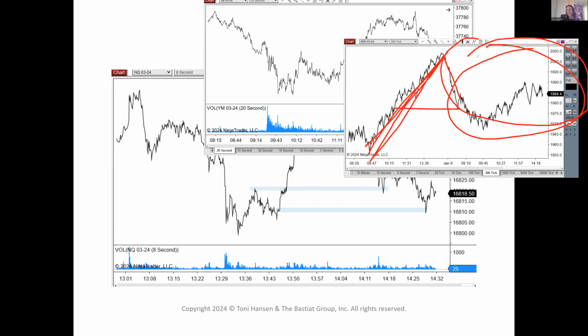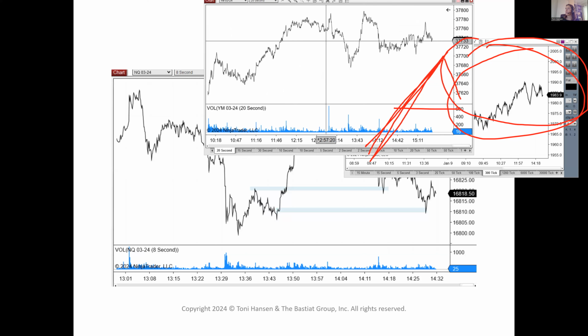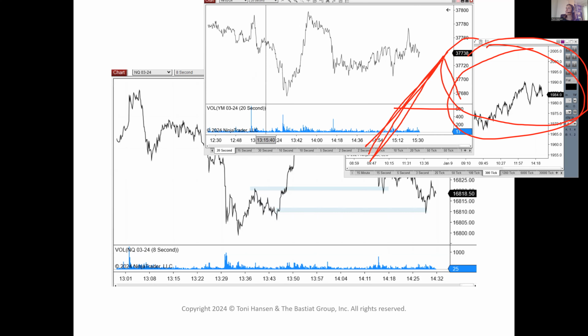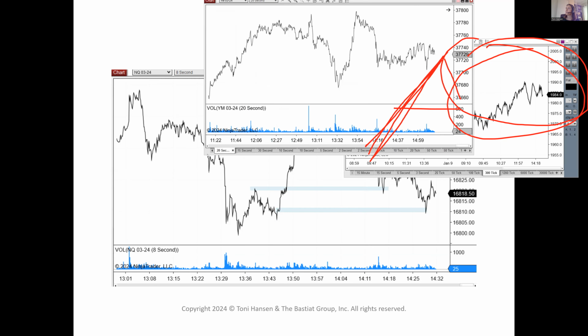What you have to do is look for what's going on in the smaller time frames for momentum shifts. So, for example, on the Dow here, pull this here.